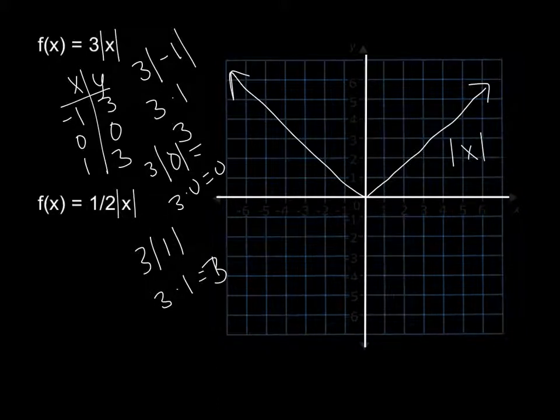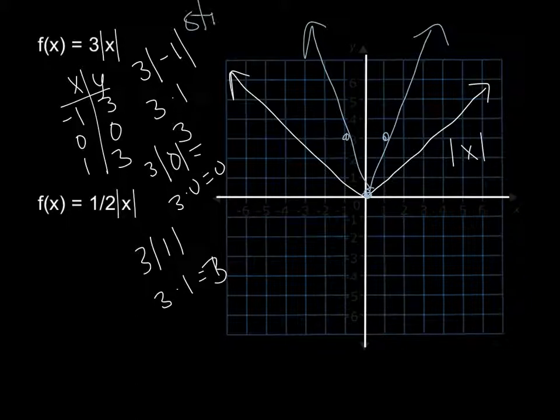All right, so let's graph that one in blue. So negative 1, 3 is our first point, 0, 0 is our second point, and 1, 3 is our third point. So now, this graph still starts at 0, 0, but it's much narrower, and we call that a stretch. So a number in front, if it's greater than 1, is a stretch.